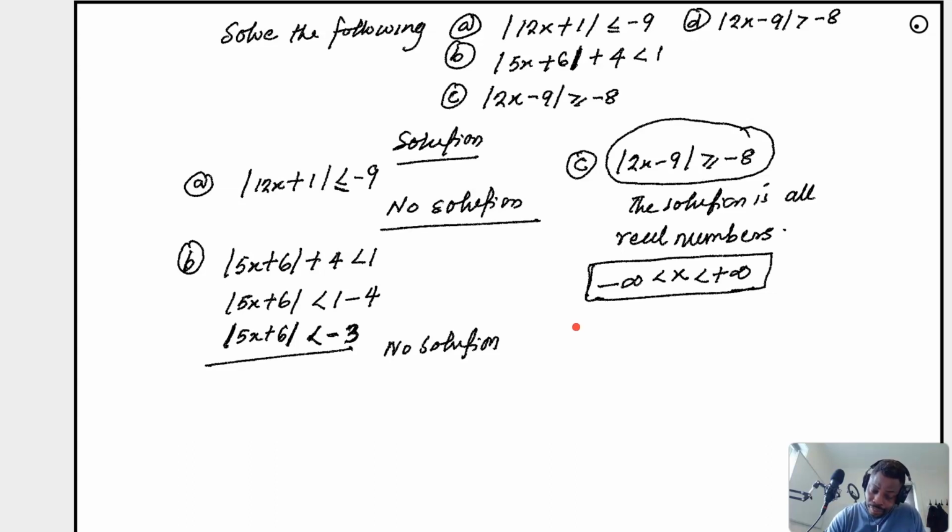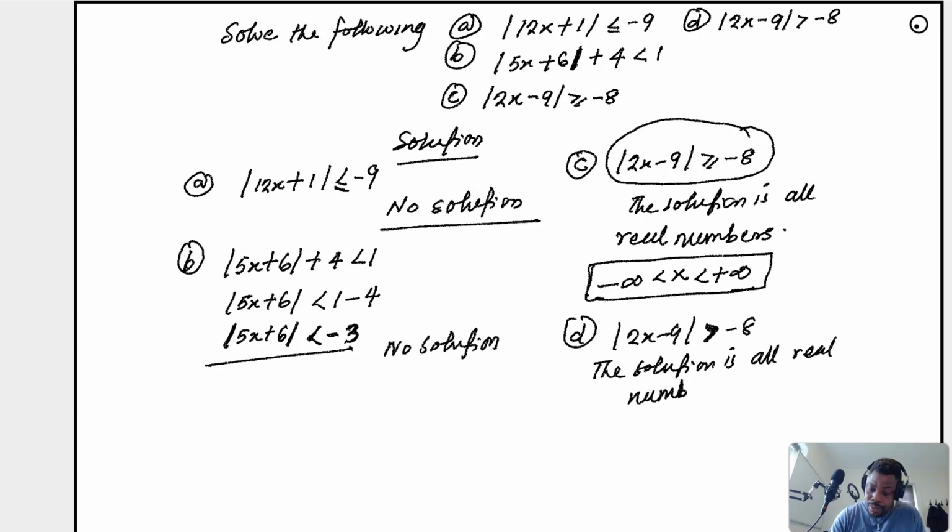Then D, the modulus of 2x minus 9 greater than minus 8. This is still also all real numbers. So the solution is all real numbers.